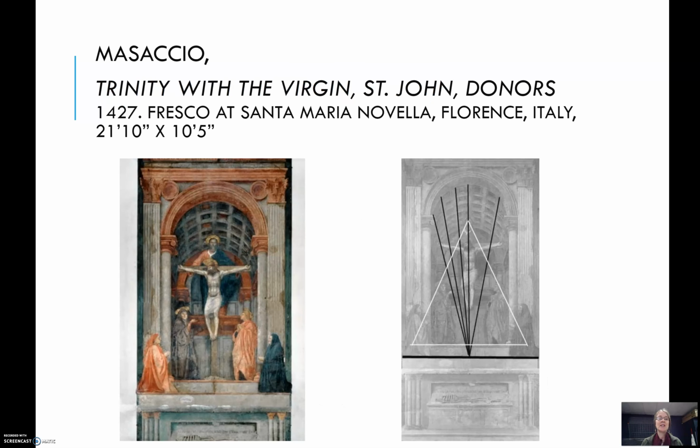So we're going to go ahead and look at the next image. This is called Trinity with the Virgin. So on the left, you see we have St. John, and donors are included. So this fresco was painted in 1427 in a church in Florence. It's called the Santa Maria Novella, and that's the name of the church. Now, it's a pretty big piece. It's 21 feet by 10 feet 5 inches. So it's very tall. It's 21 feet tall and it's 10 feet wide.